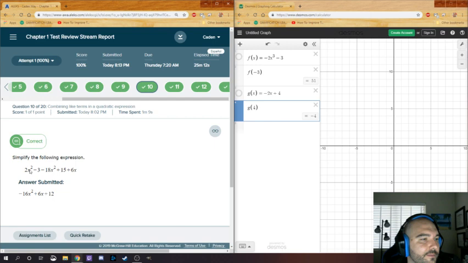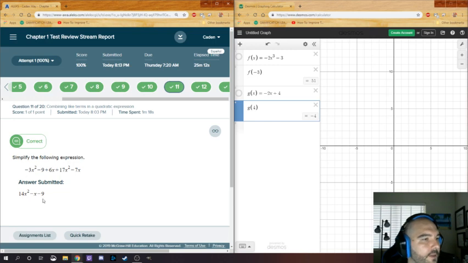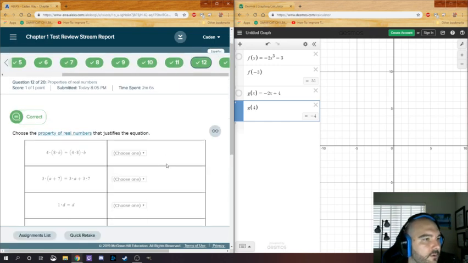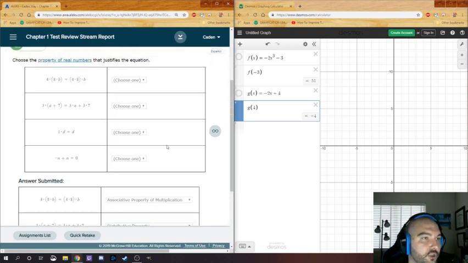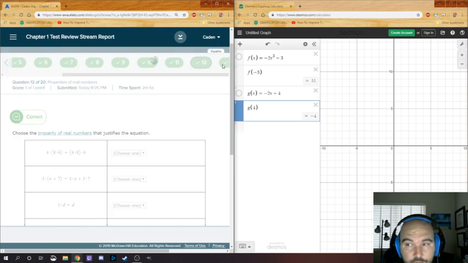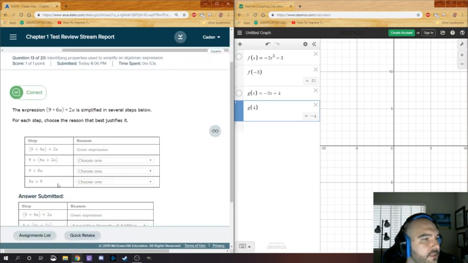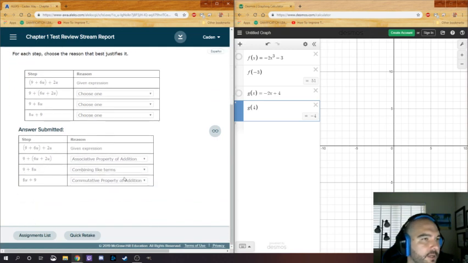Another combining like terms, except this one has higher exponents, like 2. Could go higher. I think 2 is probably what you're going to see. Another one of those with higher exponents. Number 12, we have choosing the correct property of numbers that matches what they're showing you right there. That's a tricky one. You're going to need to learn some properties of numbers. This one is working through a problem and choosing the property of numbers that was applicable in each situation.